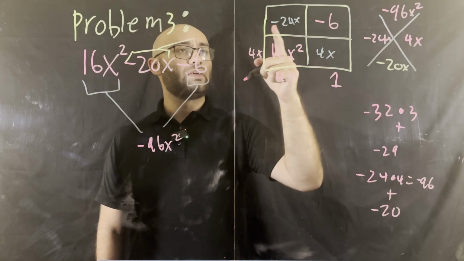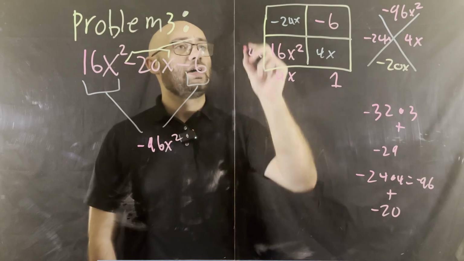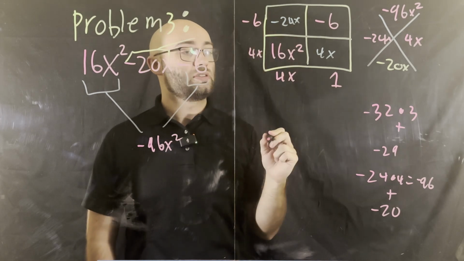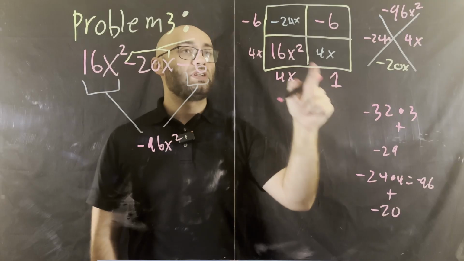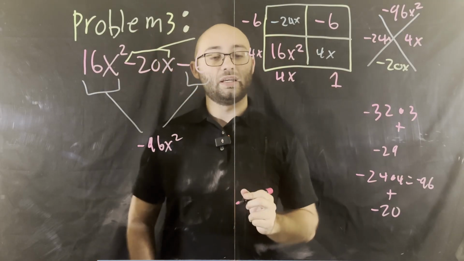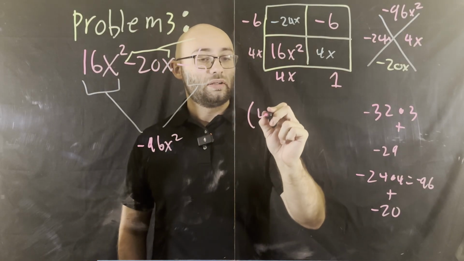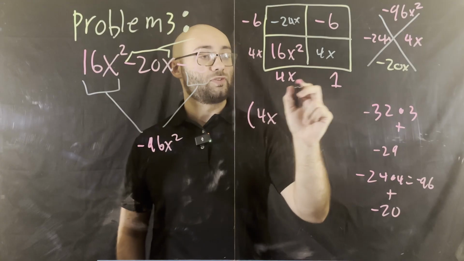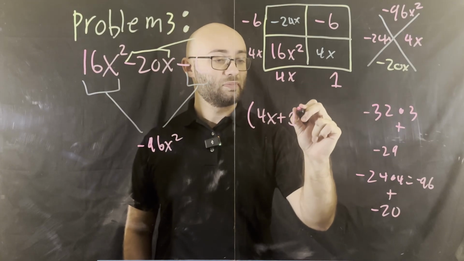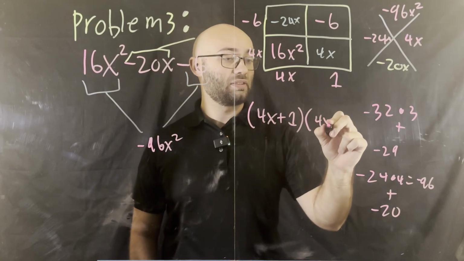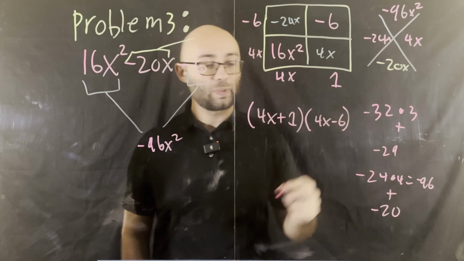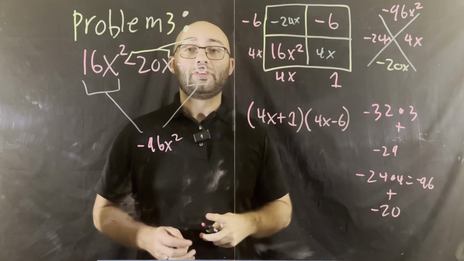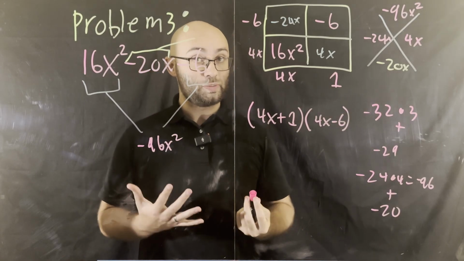4x times what gives us negative 24x? Negative 6 does. And then if we test our last one, 1 times negative 6 is in fact negative 6. So our factored answer is 4x plus 1 times 4x minus 6.